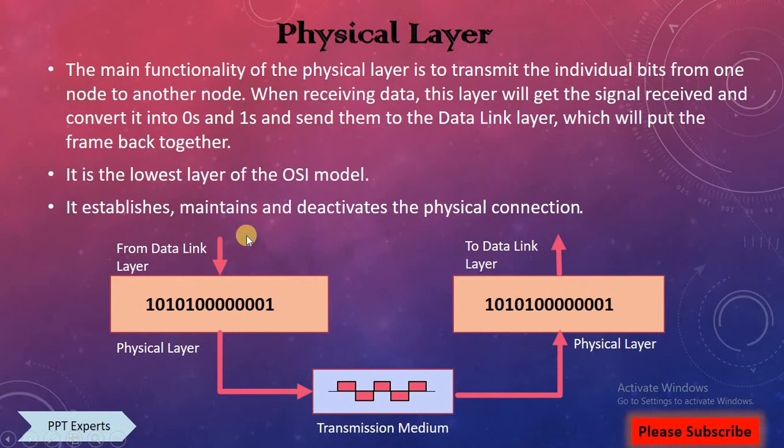It gets the data from the data link layer and all these bits are converted, and then these bits are transmitted using a transmission medium, and all these processed bits then get back to the data link layer. So this was the diagrammatic representation of physical layer.